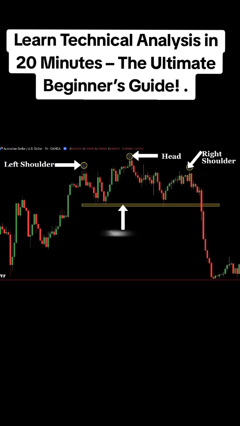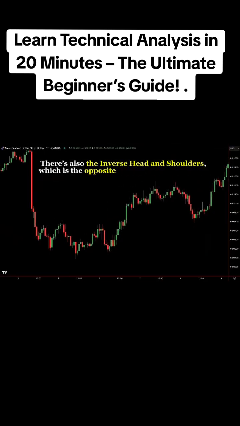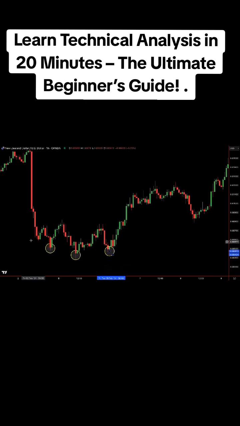The key level in this pattern is the neckline, which connects the lows of the left shoulder and right shoulder. When price breaks below the neckline, it confirms the pattern and signals that sellers are taking control. There's also the inverse head and shoulders, which is the opposite, a reversal pattern that appears after a downtrend and signals a move to the upside. The head and shoulders pattern is easy to recognize and helps traders spot potential market reversals early.